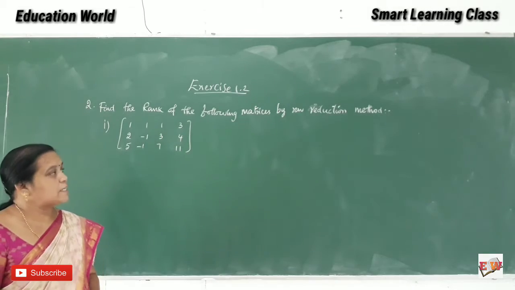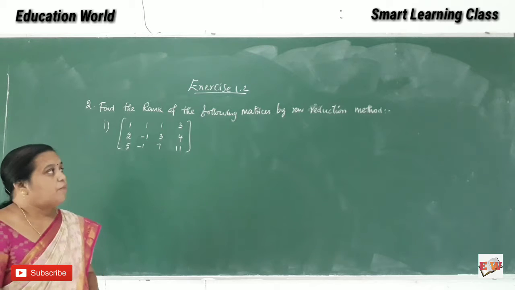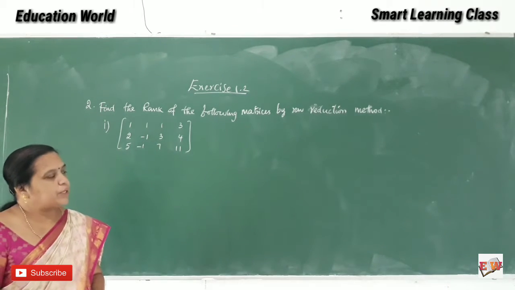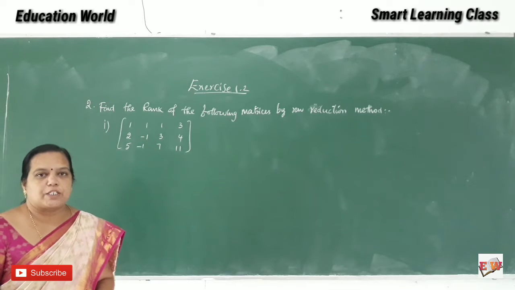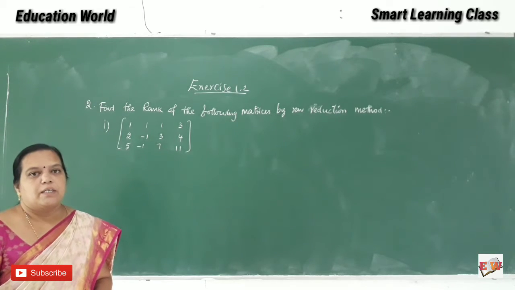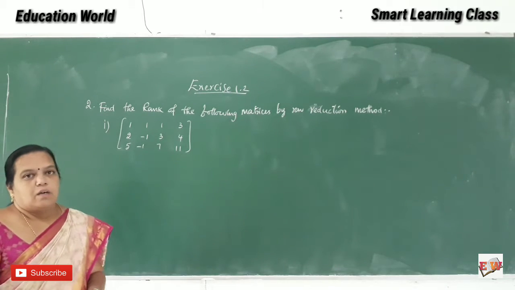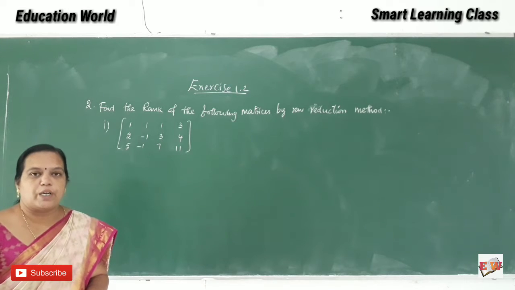Now we are going to see the second sum in exercise 1.2. We have to find the rank of the following matrices by row reduction method. What is a row reduction method? It is nothing but a row echelon matrix. The given matrix we have to transform into row echelon form.